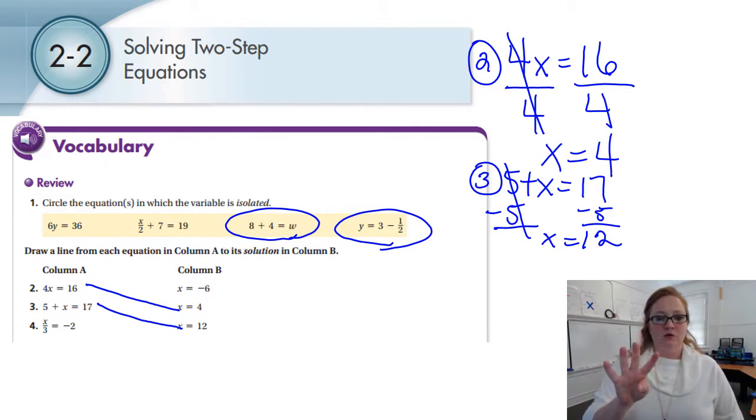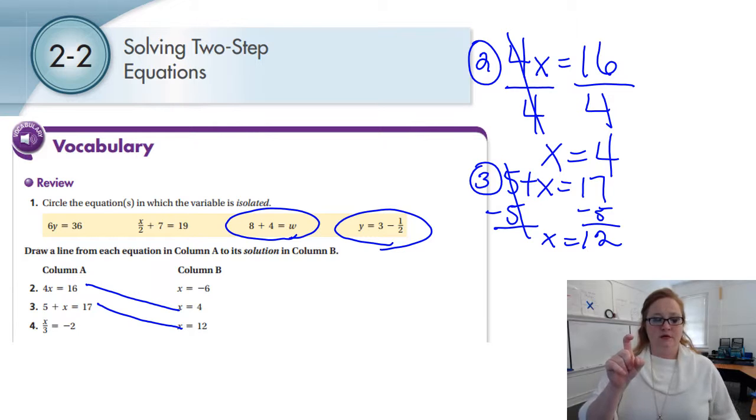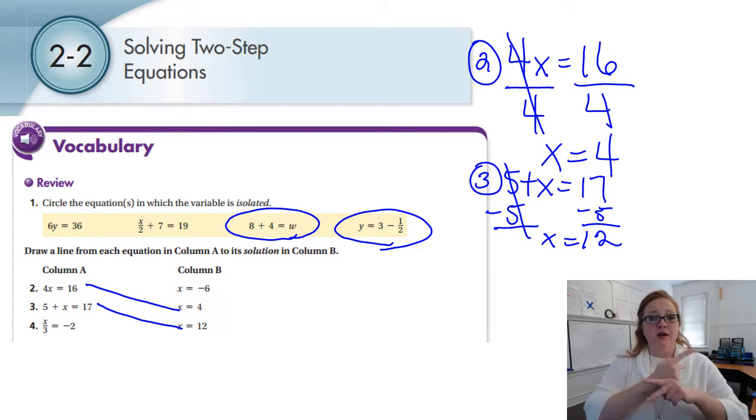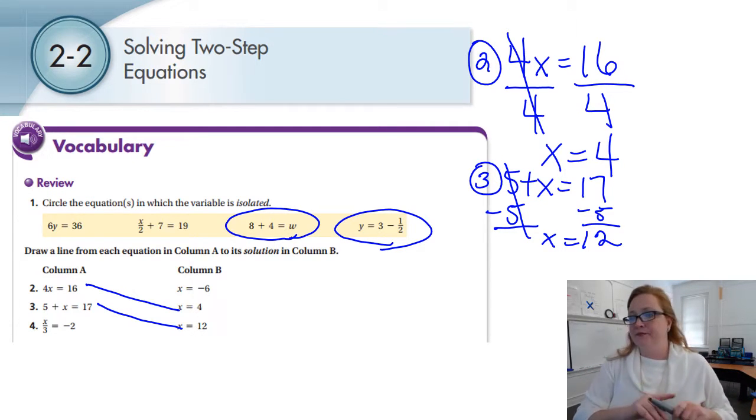Number 4, x divided by 3 equals negative 2. Find your variable x. X was divided by 3. The opposite of dividing by 3 is multiplying by 3. Multiply both sides of the equation by 3.